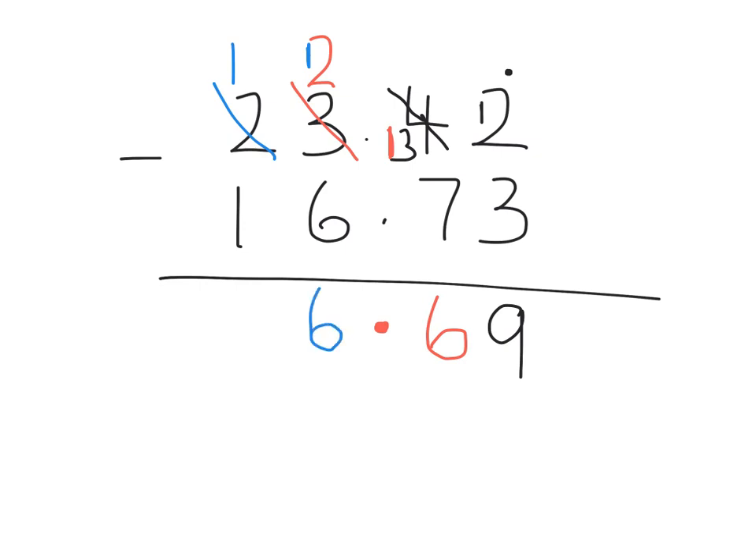Now what I'm going to do is I'm going to move on to my tens column. So 10 take away 10 is 0, and I'm still going to put it there because it's still a number. Then I'm going to check my answer. So my answer is 6.69.